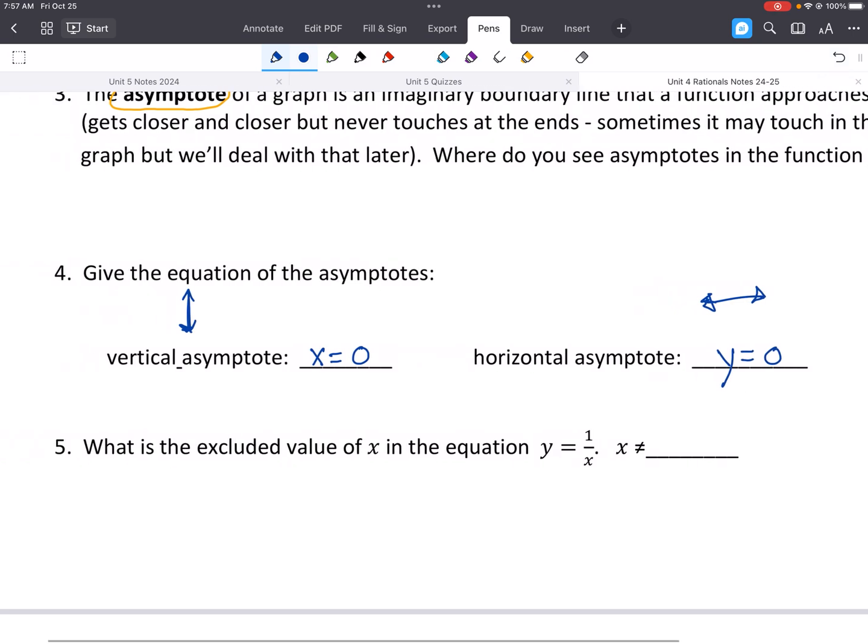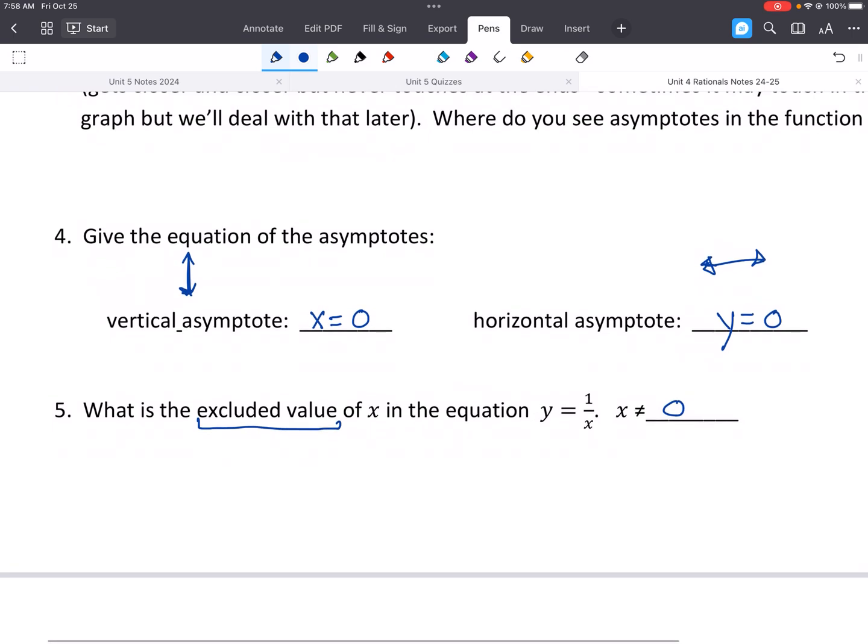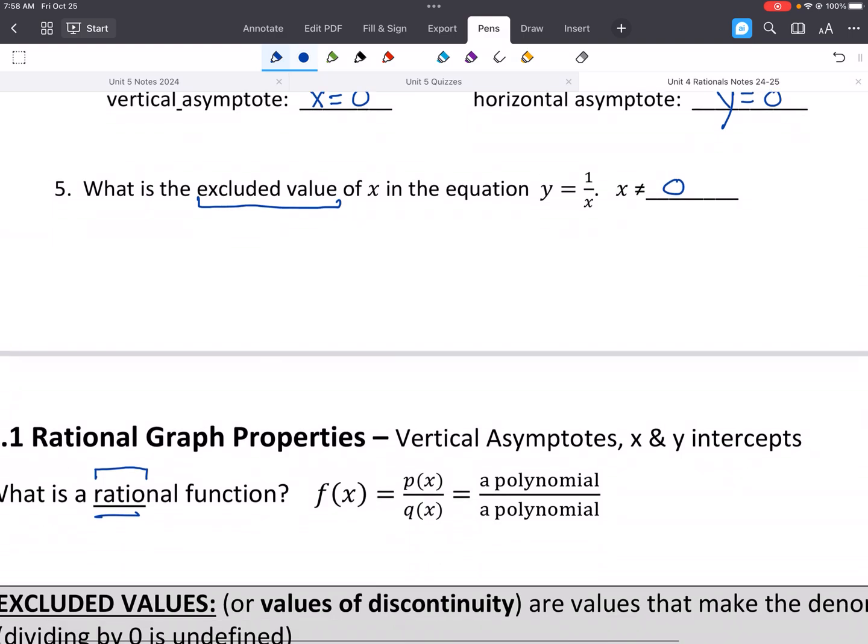And then our last question is, what is the excluded value of x? So what is the value that would break this equation? What gives you an error when you type it in? Okay, and that would be x equals 0. So this is a lot of zeros. We'll come up and do some examples where it's not just always 0, and hopefully this will make more sense.